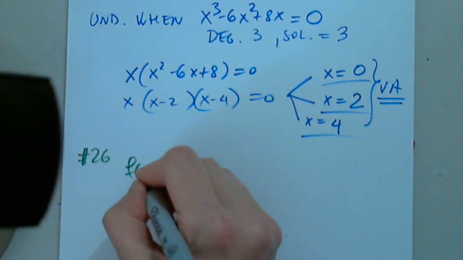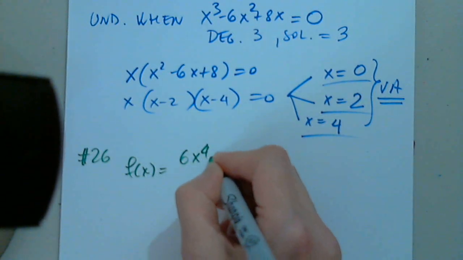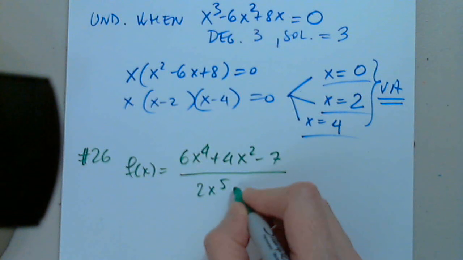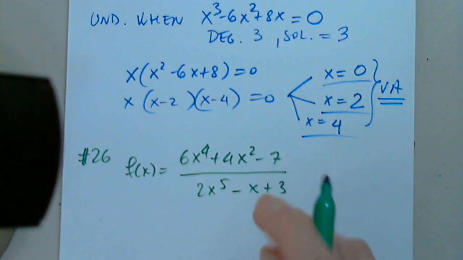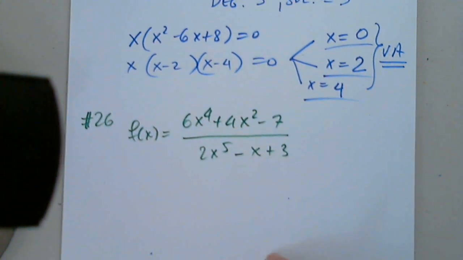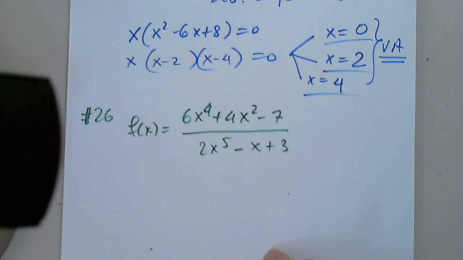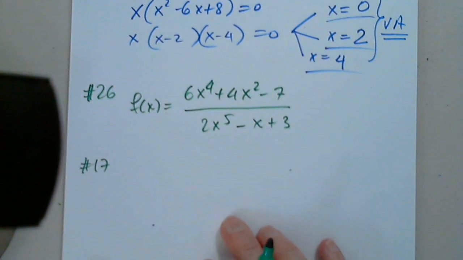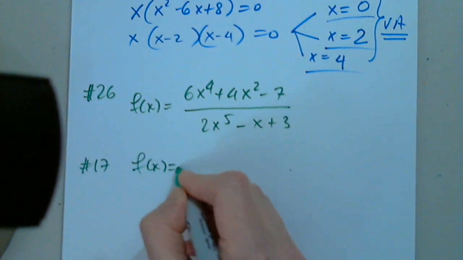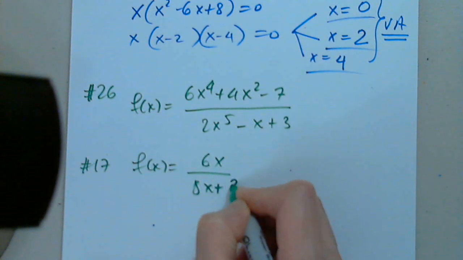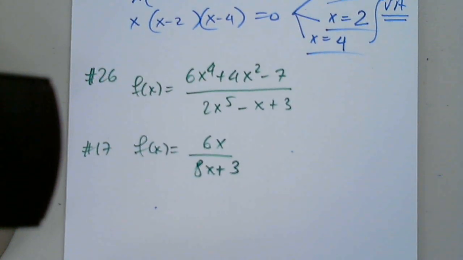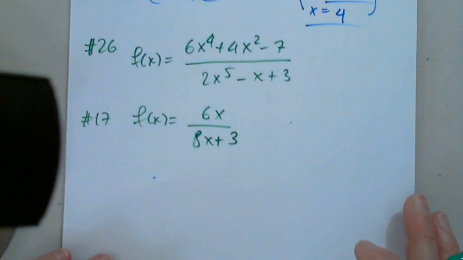So in 26 we have f of x equals 6x to the 4th plus 4x squared minus 7 divided by 2x to the 5th minus x plus 3. It's a perfect pick, but allow me to pick one more before this one. I'm going to pick 17 first, and then we'll work to 26. So f of x equals 6x over 8x plus 3. Okay. And we'll come back to that. You'll see in a moment why I needed an easier one first to discuss the horizontal asymptote.